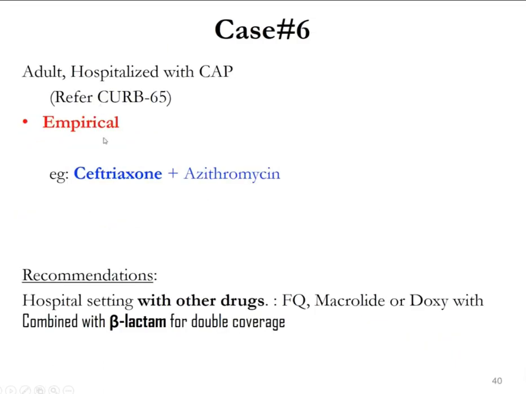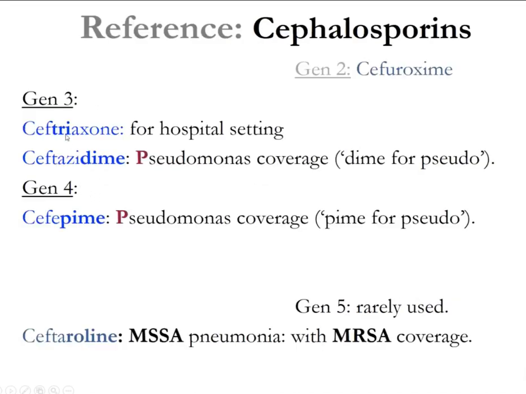Okay, let's do it. Generation 3, the previous slide we were discussing: the patient is in the hospital, you need some drug to cover the pathogens, you need a beta-lactam, you can give ceftriaxone. Where is that drug in the class, in the pharmacology? It is a 3rd generation cephalosporin, ceftriaxone for hospital setting. Ceftazidime is a 3rd generation, another drug that has Pseudomonas coverage. How I remember is dime for pseudo. Then cefepime, pime for pseudo, pp, pp. So cefepime is a 4th generation cephalosporin.